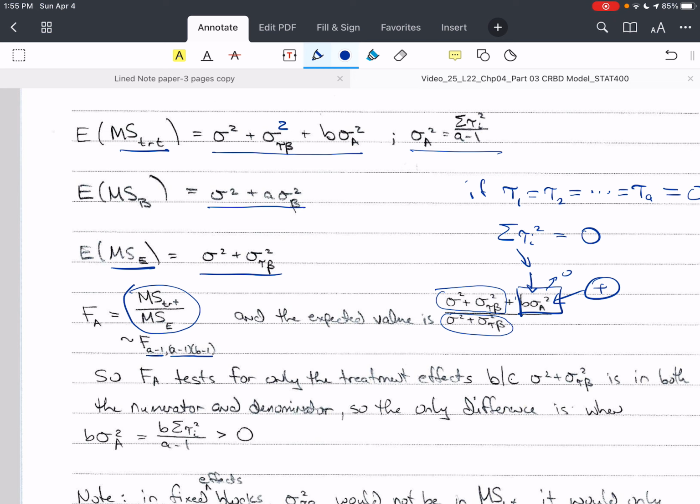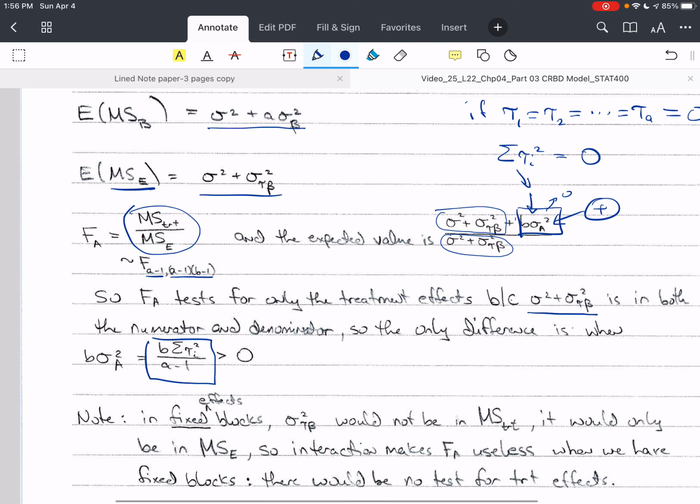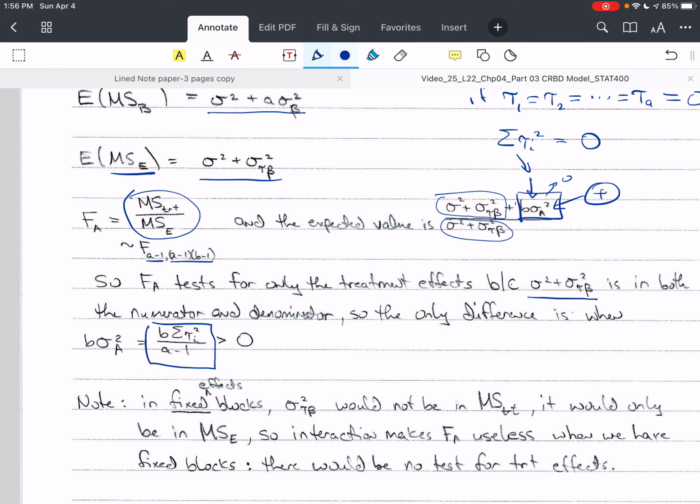F sub A tests for the treatment effects only, because this factor, sigma squared plus sigma sub tau beta squared, is in both the numerator and the denominator, and the only difference is when this term here is greater than 0, and that's what I was just saying. Okay? So in the fixed effects blocks, this would not be in the MSTRT.